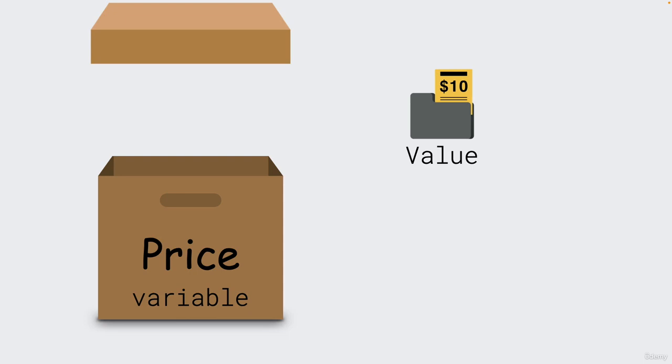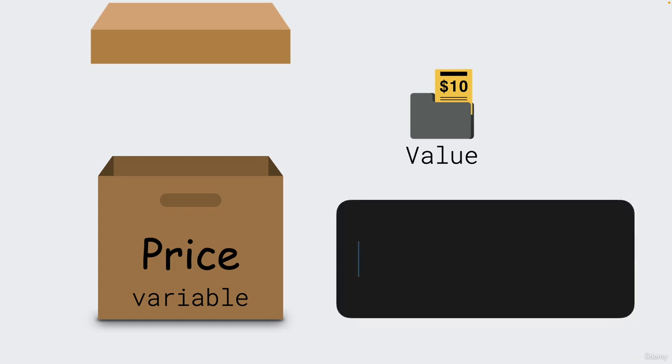So if we convert this example into JavaScript code, it will look like this. We use the var keyword, which stands for variable. Then we write down the name of our variable, which in this case is price. And then equal to the value, which is the number 10, right? So let's have more examples in VS Code to get better at this concept.